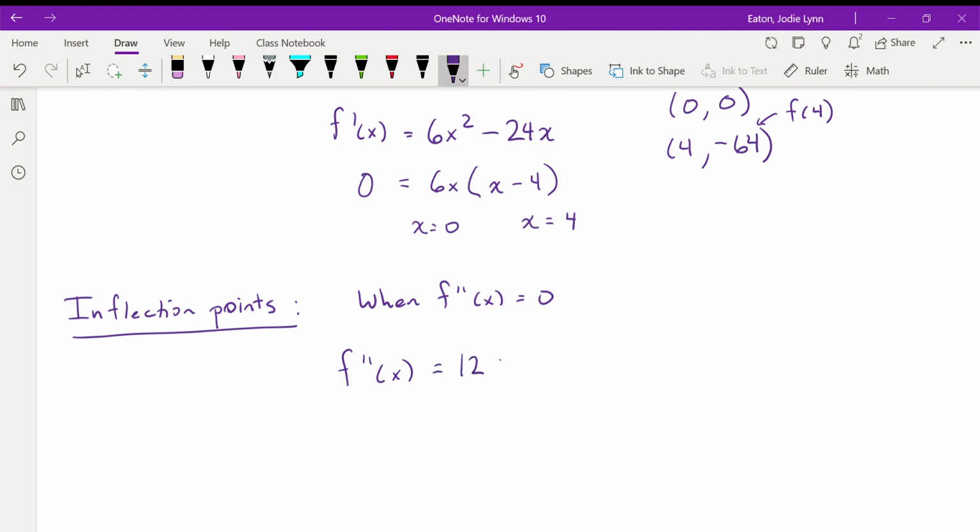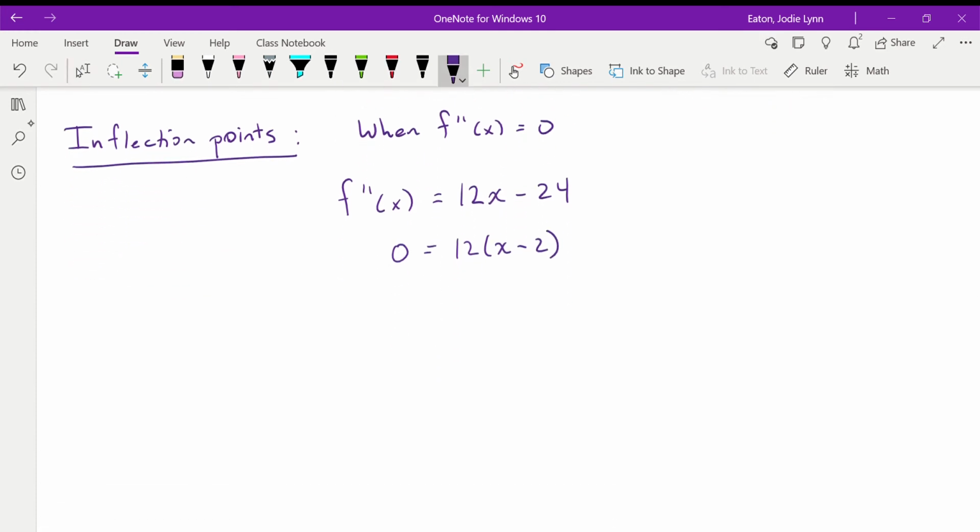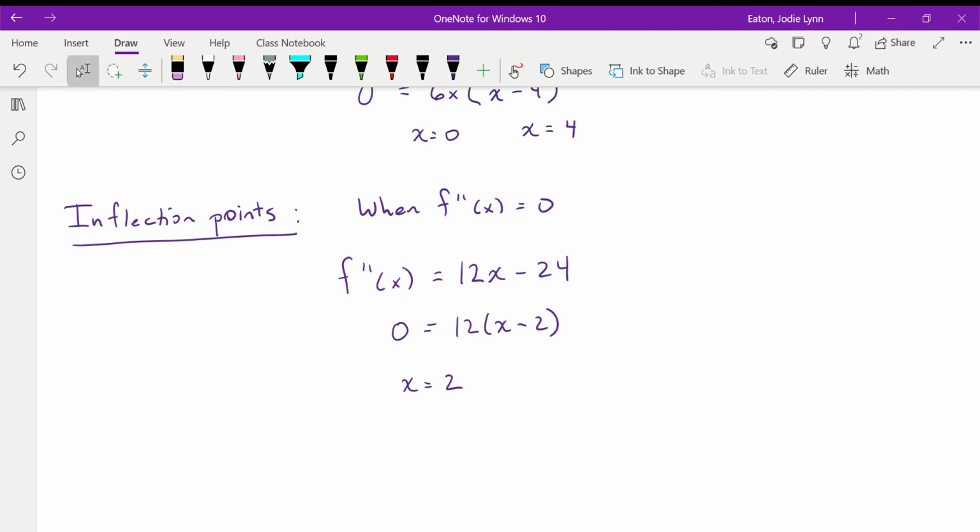So that is 12x minus 24. So if we plug in 0 equals 12 times x minus 2, so x is equal to 2 to make that 0. Okay, and again, we want to find our y coordinate because we are eventually going to be sketching this graph. So I'm going to plug 2 into f of x.